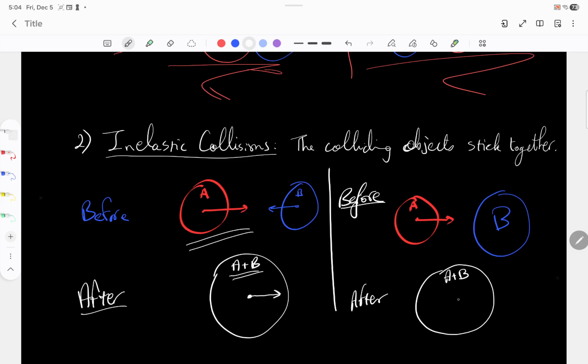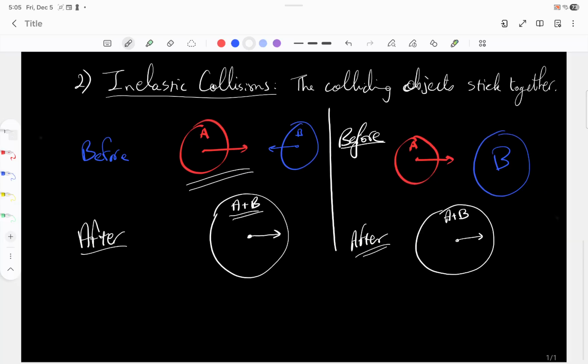This object will move in the direction of A, because A will automatically have the larger momentum, given that B is just static, so its momentum is automatically zero. So knowing this, object AB in the after image is going to move in that direction. And it's definitely going to be slower than object A. That makes perfect sense, because when you increase the mass, if you remember from before, the velocity ends up dropping.